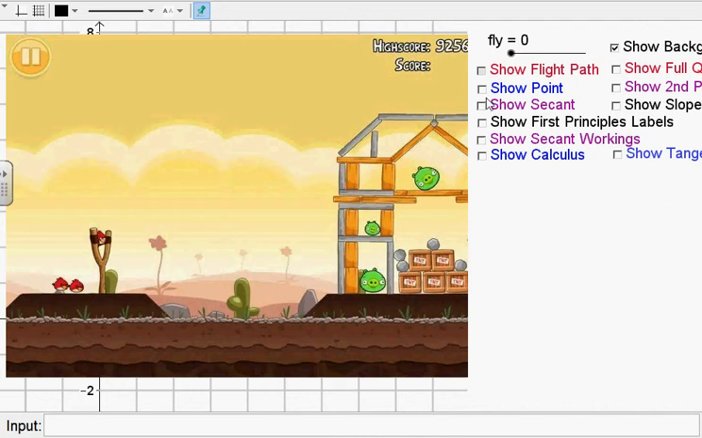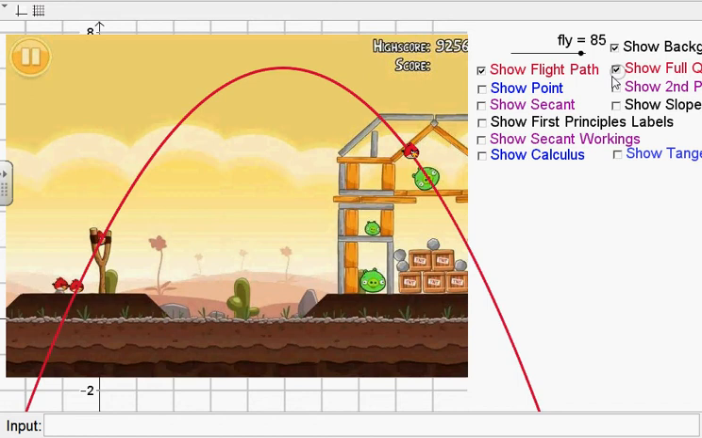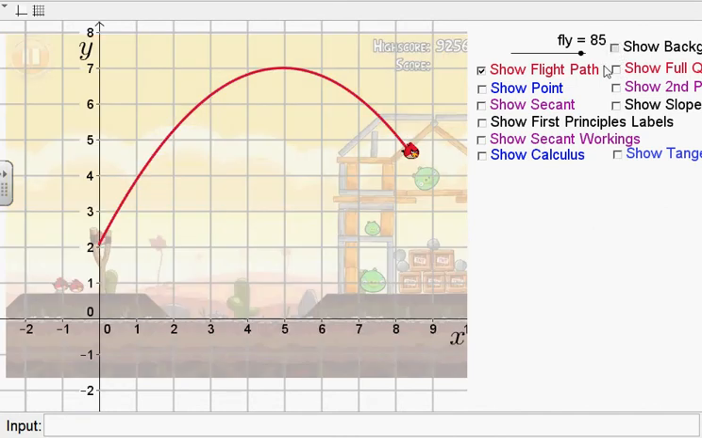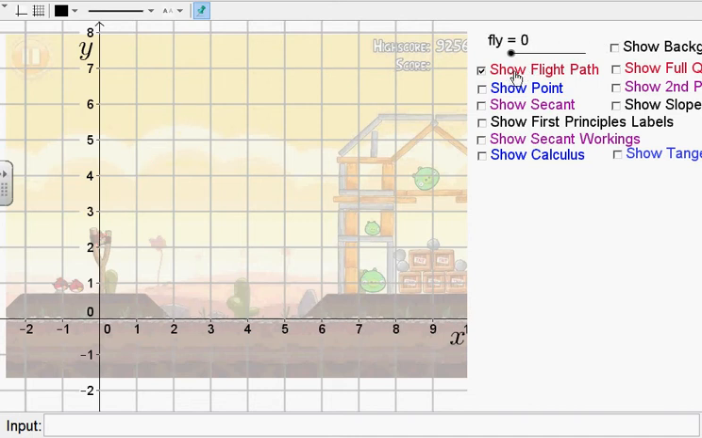Okay. So if I show you the flight path, we can see now that the bird in question actually undergoes the U-shaped curve. Okay. If I show you the full quadratic, it's a full N-shaped curve. But I don't need to show you the full quadratic, right? Now, if I get rid of the background, we can now represent this flight path using XY coordinates, okay?